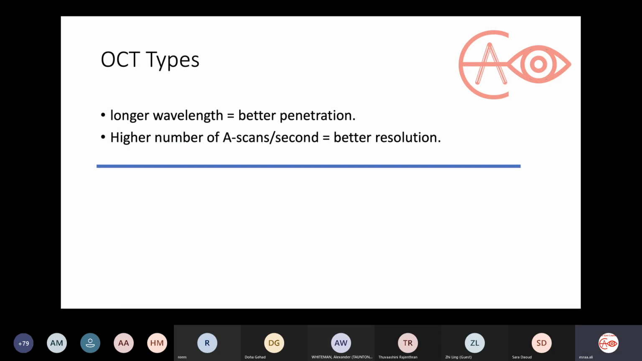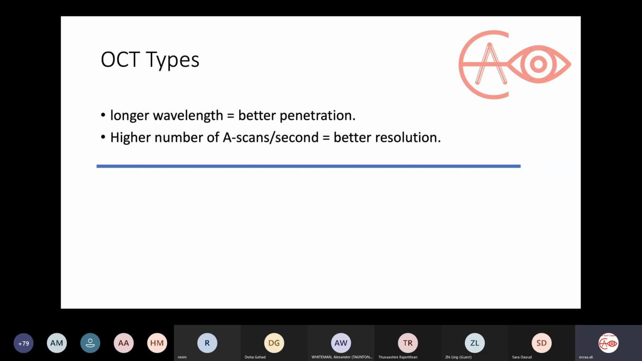So we have many types of OCTs. Again, if you remember with the ultrasound, we said higher frequency means better resolution and less penetration, and the frequency equals 1 over the wavelength. So if you have longer wavelengths, you have better penetration. So we want better penetration inside the eye because we have a retinal pigment epithelium full of pigments, and we want to see the choroids, which will be called the enhanced depth OCT. So we use longer wavelengths.